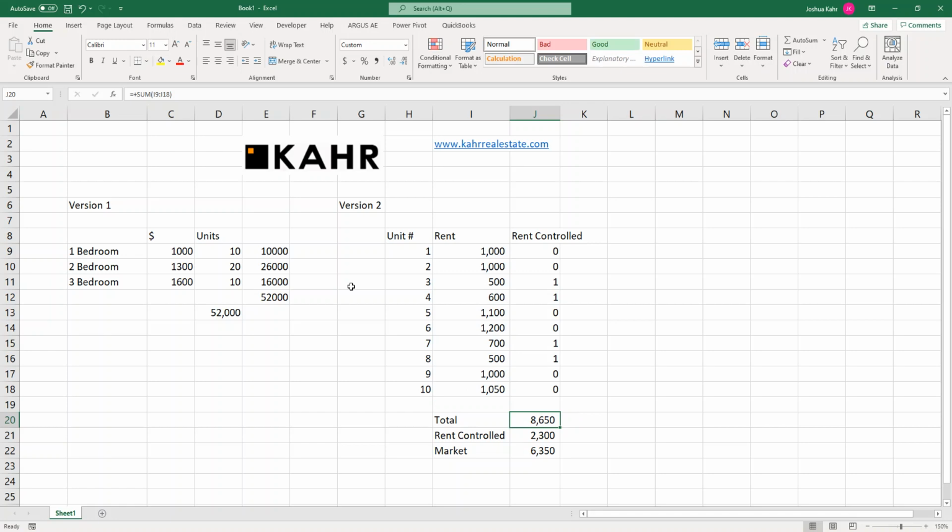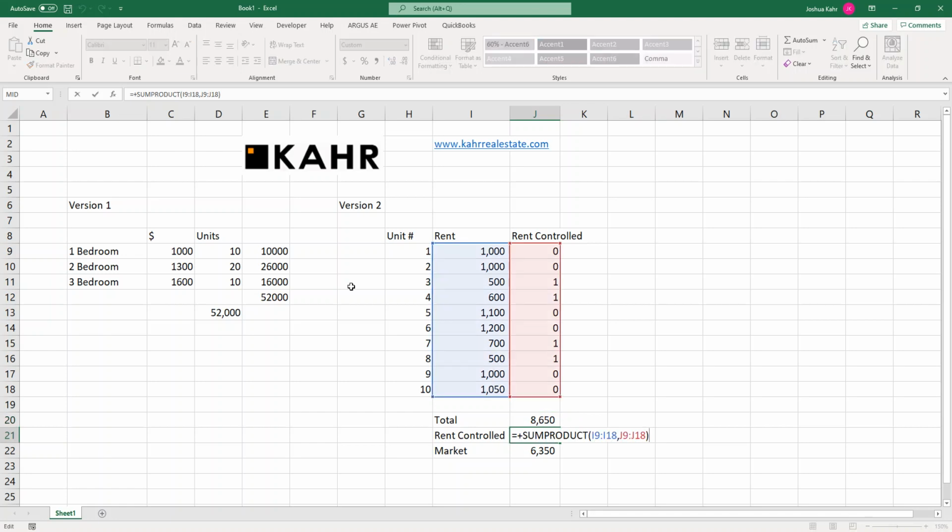And then to sum up the rent controlled units, I use SUMPRODUCT. Remembering the very basic thing about math, that a number times 0 is always 0, and a number times 1 is itself. And since a number times 0 is 0, and a number times 1 is itself, this would add up units 3, 4, 7, and 8, because those are the rent controlled units. And then basically that would be 2,300. And then obviously the units that are not rent controlled would just be the total minus the rent controlled.